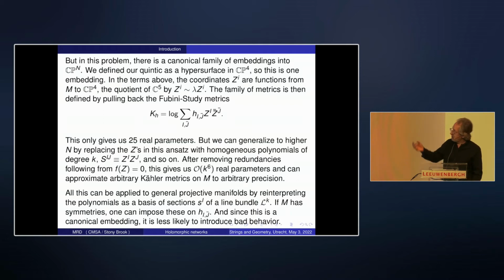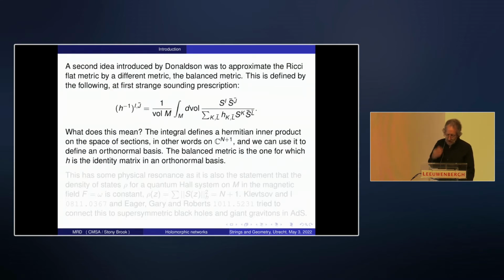And again, it's not guaranteed that this won't produce bad behavior, but at least you haven't made arbitrary choices that could have been wrong. Okay, so it was an embedding method, and then the most interesting thing that Donaldson introduced, again based on other work, was what he called the balanced metric, and that term sometimes gets used for other things.